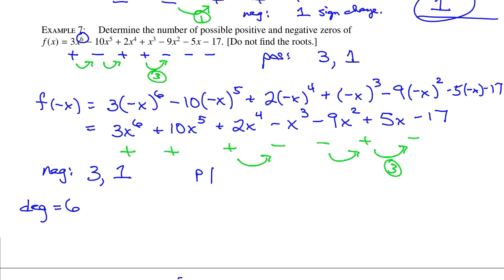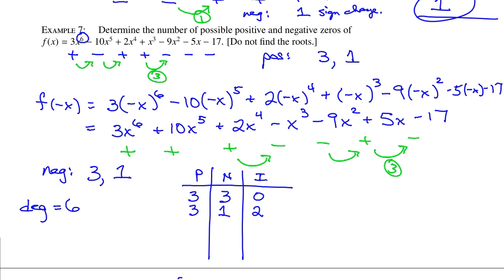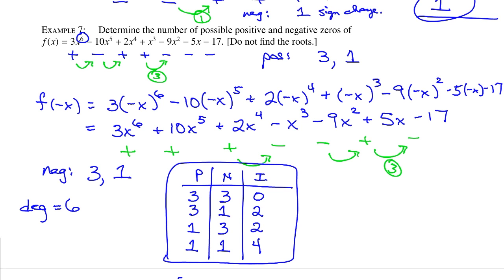Let's create the Descartes chart. And we'll take every combination of the positives and negatives that we have. So we could have 3 positives and 3 negatives. That's a total of 6, so that would leave 0 imaginaries. We could have 3 positives and 1 negative, and that would leave me with 2 imaginaries. Or we could have 1 positive, 3 negatives. That's 4. We need 6 total, so that's 2 imaginaries. Or we could have 1 positive, 1 negative, and 4 imaginaries. And that's the entire Descartes chart. We've made every combination between the positives and negatives.